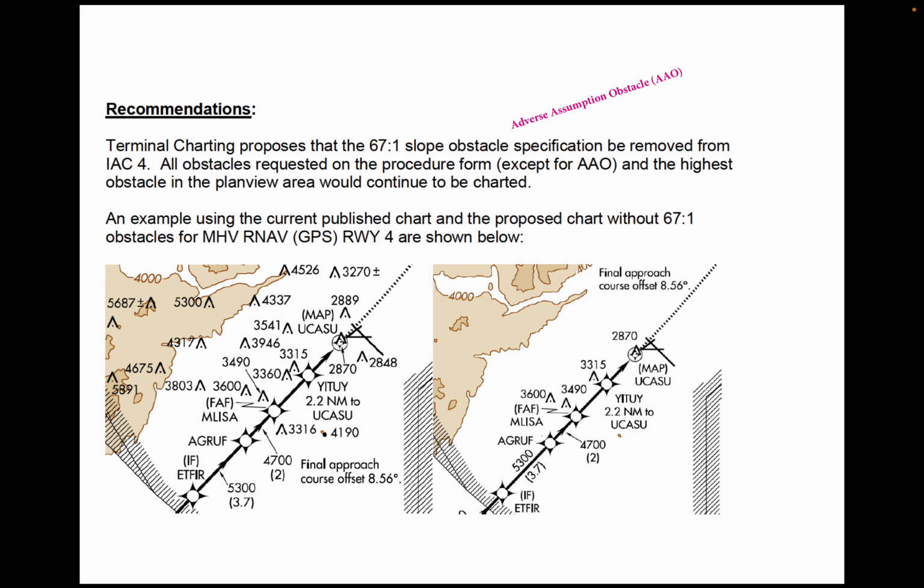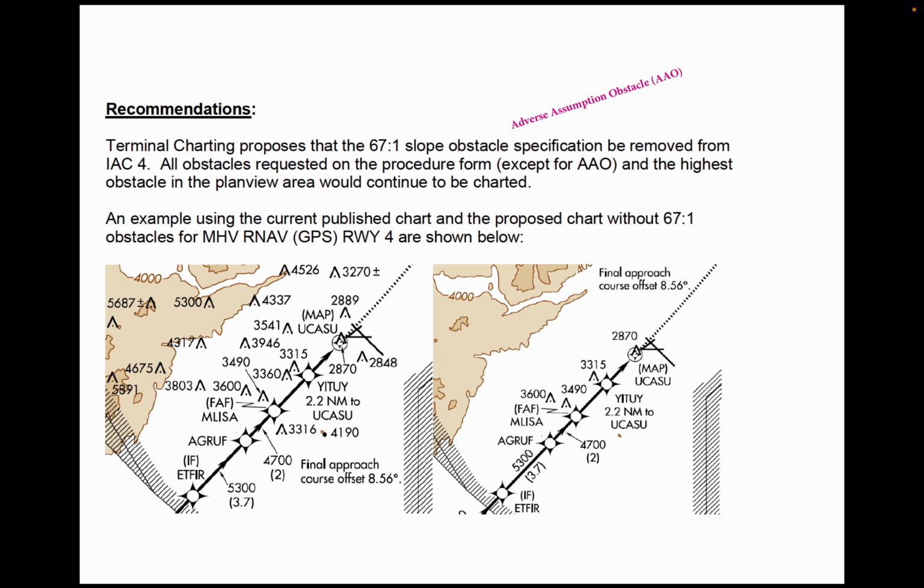So here at MHV, you see on the left what the current chart is, and on the right, what the chart's going to look like. You see some remaining obstacles. I'll explain those in a minute. They're called AAO obstacles, or adverse assumption obstacles. I'm going to show you, at least in part, where those come from.